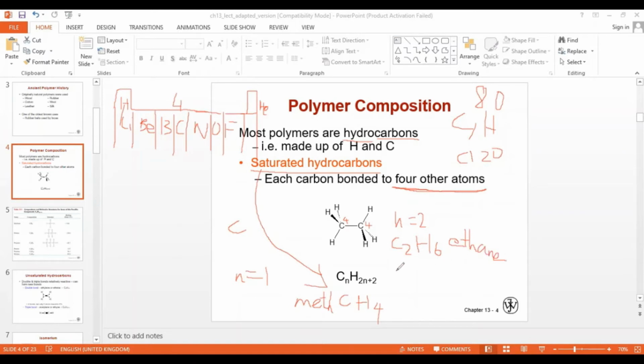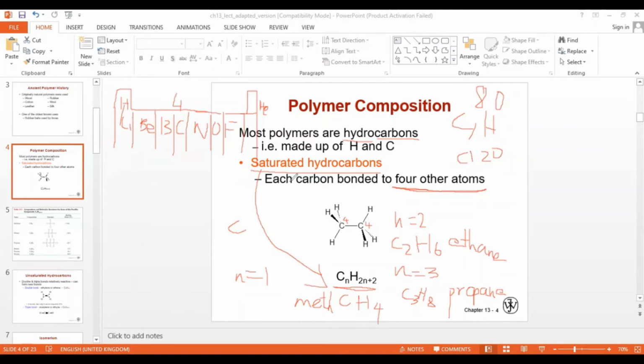In a similar way, if you put n is equal to 3, so C3, and H is 2 into 3 plus 2, that is H8, right? So C3H8 is called propane. Similarly, you can keep on increasing n and replacing it in this formula, and you will get different compounds. If you put 4, you will get C4H10, which is known as butane. Then if you put 5, you will get C5H12, which is pentane. It will keep on increasing, right?